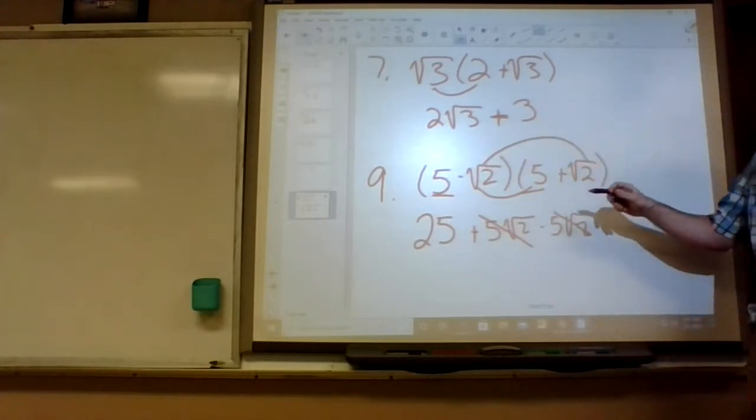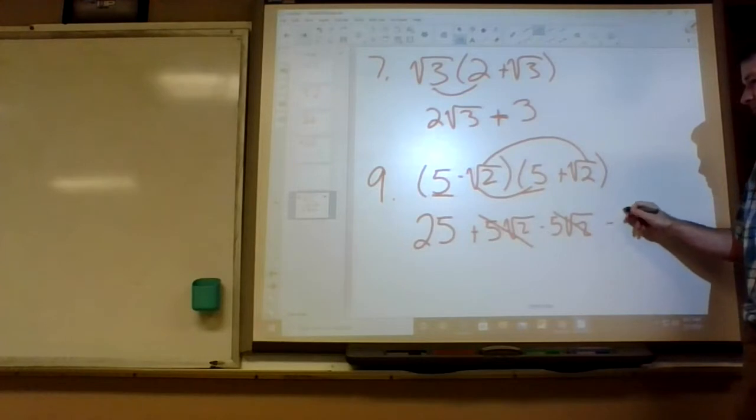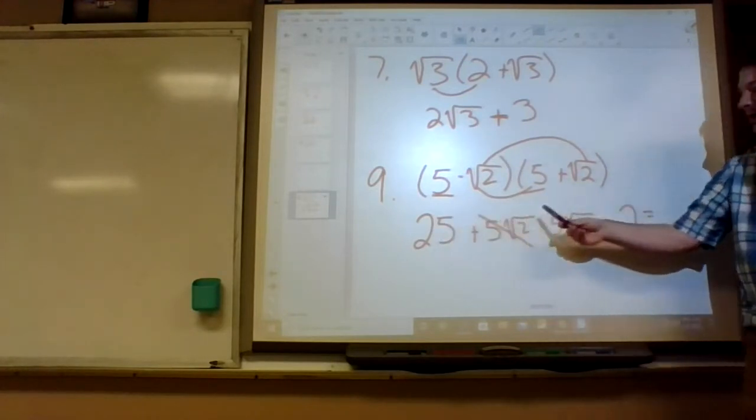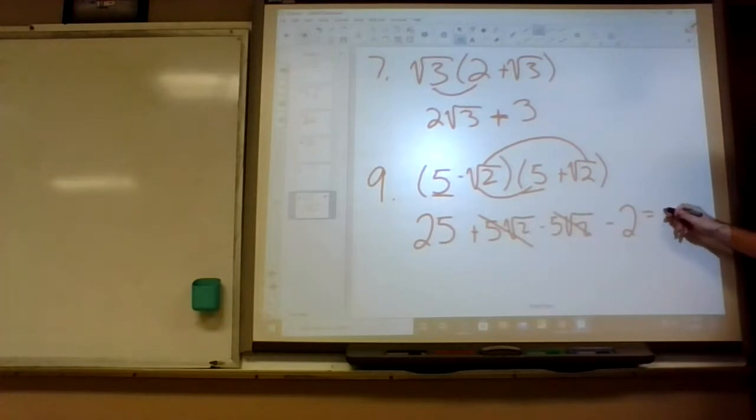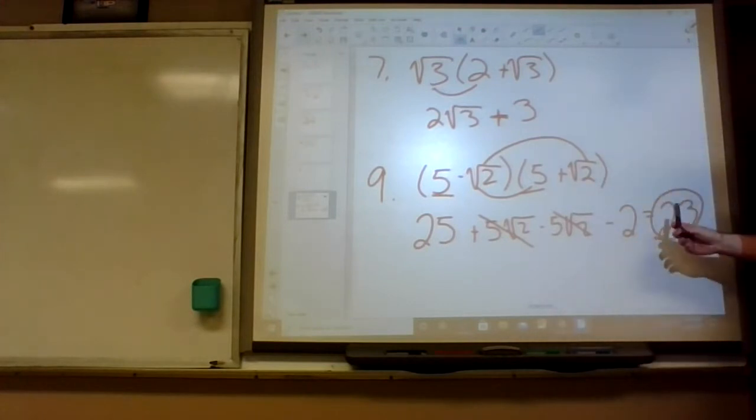Plus 2? It's just negative 2, right? Minus 2, right. So it'd be 23. We had 25 at the beginning and minus 2 here at the end, so that is 23. If you remember what conjugates are, you don't really have to do the entire FOIL. You can just do first and last. If you're unclear on what conjugates are, just FOIL it.